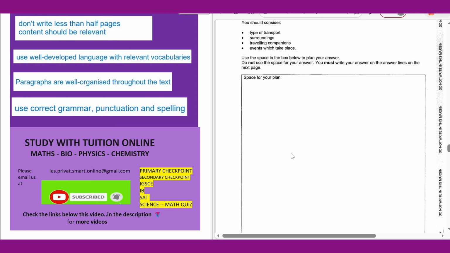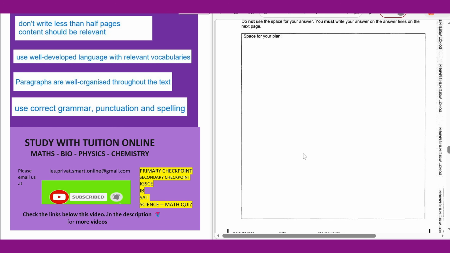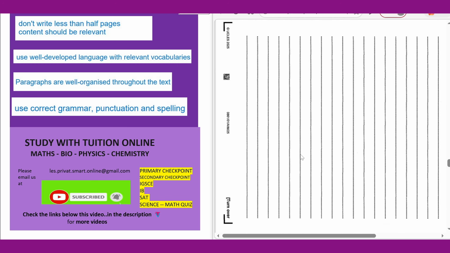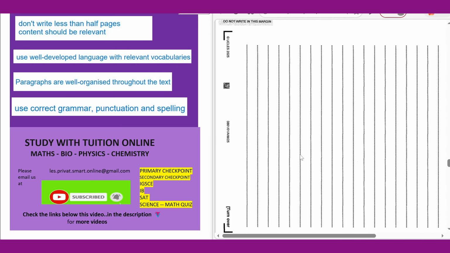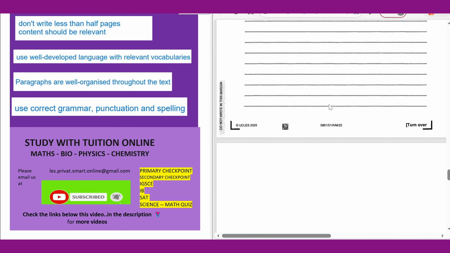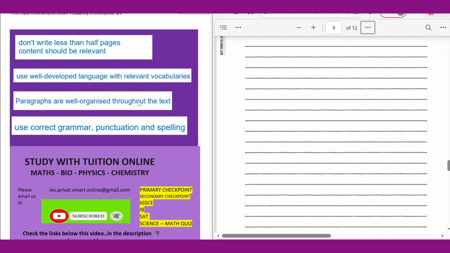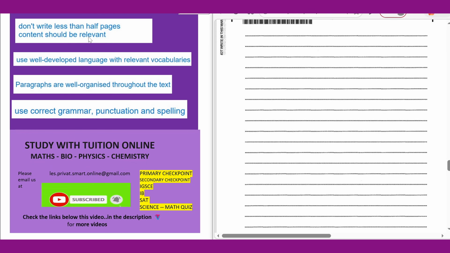So you can just sketch a diagram of how you want the story to go. Okay, so in this one is the line that you must write your answer. 2 full pages are given. So the clue for this is, do not write less than half a page. Content should be relevant. Use well-developed language with relevant vocabulary. Paragraphs must be well organized throughout the text, and use correct grammar, punctuation, and spelling.